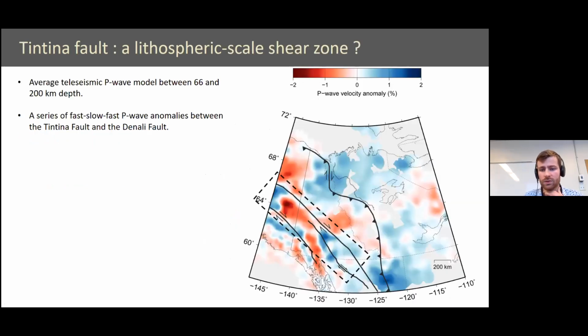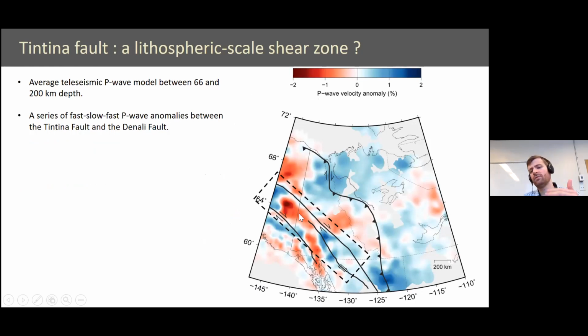So now if we get back to the tectonic structures like the Tintina fault, for example, here you have a vertically averaged teleseismic P-wave model, between 66 and 300 kilometers depth. And the box here highlights the fact that we have a series of fast, slow, and fast anomalies between the Tintina and the Tanana fault.